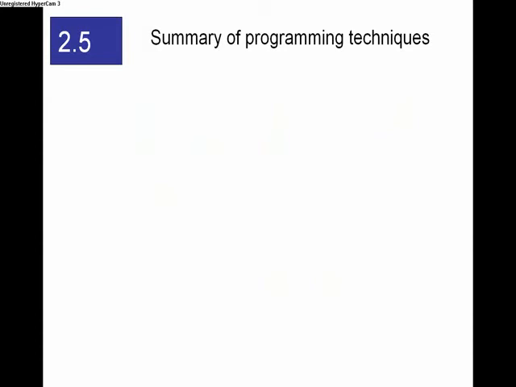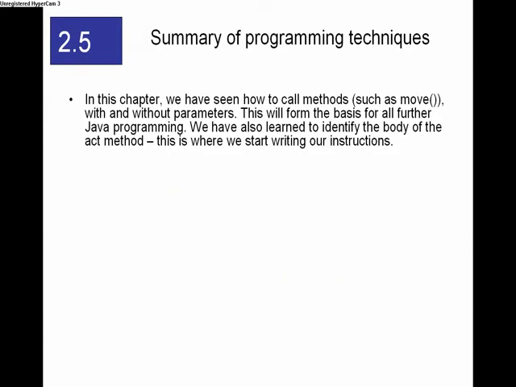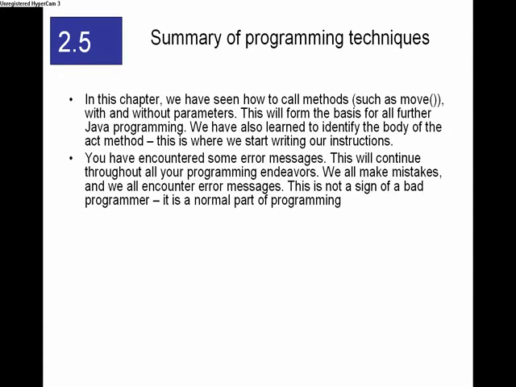Alright, we are now done, for the most part, with Chapter 2. So here's what we learned. In this chapter, we have seen how to call methods such as move, with and without parameters. This will form the basis for all further Java programming. We have also learned to identify the body of the act method. This is where we start writing our instructions. By the way, don't tune me out yet because there's some questions still to come, so listen up.